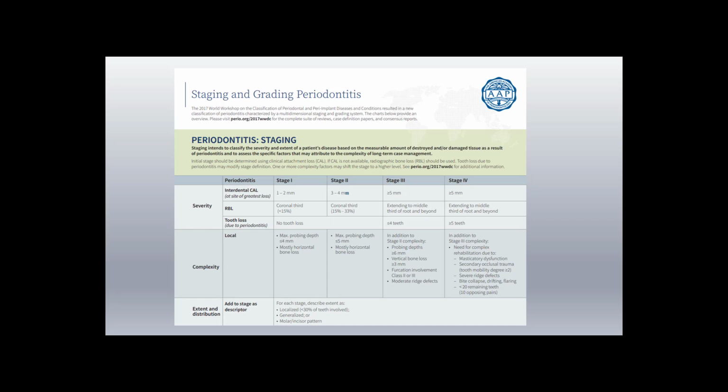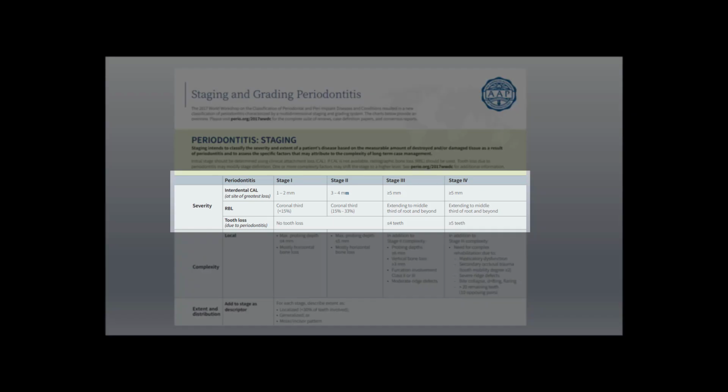First, we're going to take a look at severity. And notice that the 1 to 2 millimeters, 3 to 4, greater than 5, and greater than or equal to 5 on stage 4 is not probe depth, that's interdental CAL. It doesn't take into consideration areas of recession. That's not what we're looking at. We're really looking at where the junctional epithelium is in relation to the CEJ.